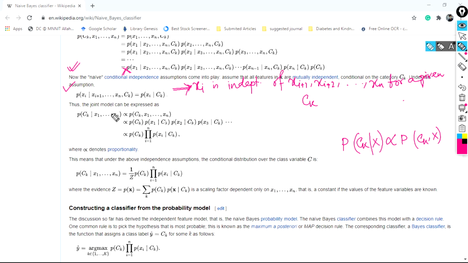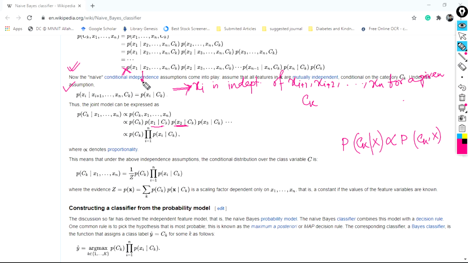If you're interested in the calculation, we are writing P(Ck | x1, x2, x3, ..., xn). We first wrote this term, and after that we are writing this one, and we have seen that all these events are mutually independent. Because of this, we can calculate simply, and we have written these terms.